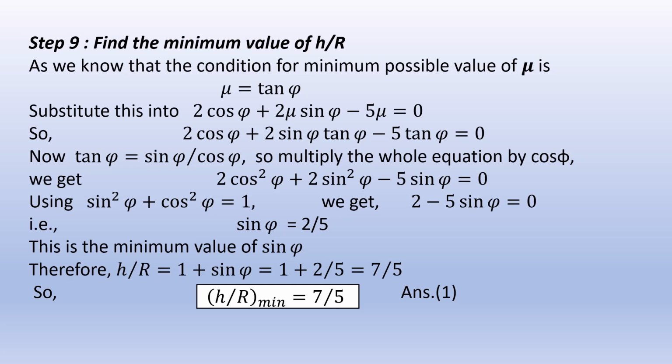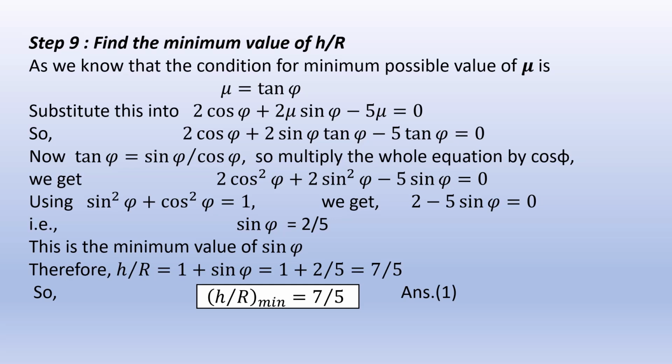Now let us finally find the minimum value of h upon r. Earlier we have already obtained the condition for minimum possible value of friction coefficient, that is mu is equal to tan phi. And from the previous step we also had the relation 2 cos phi plus 2 into mu into sin phi minus 5 mu is equal to 0. Now we simply substitute mu is equal to tan phi into that equation, and we get 2 cos phi plus 2 into sin phi into tan phi minus 5 tan phi is equal to 0.